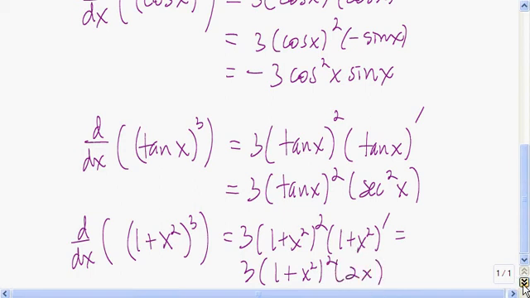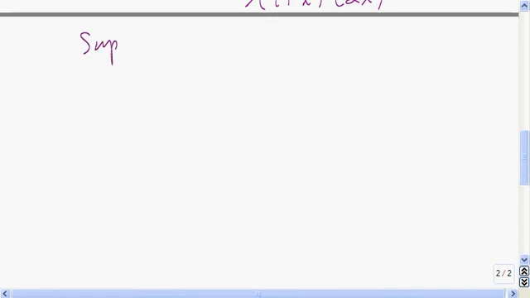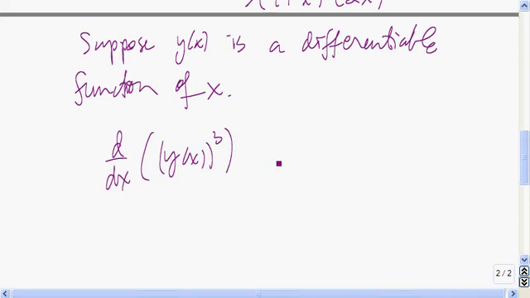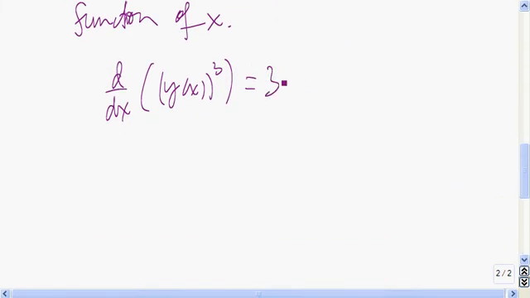Now I'm going to get into the implicit differentiation. So in each of these cases, I knew exactly what the function was in terms of x that was being raised to the third power, and I differentiated accordingly. Now I'm going to say, suppose y of x is a differentiable function of x. I don't know what it is explicitly, but I do know that it's a differentiable function of x. I want to find d dx of y of x cubed. I'm going to do this exactly the same way that I did up here. So I bring down the 3, keep the inside, subtract 1 from the power, multiply by the derivative of the inside. So we have 3 times y of x squared times the derivative of y of x.